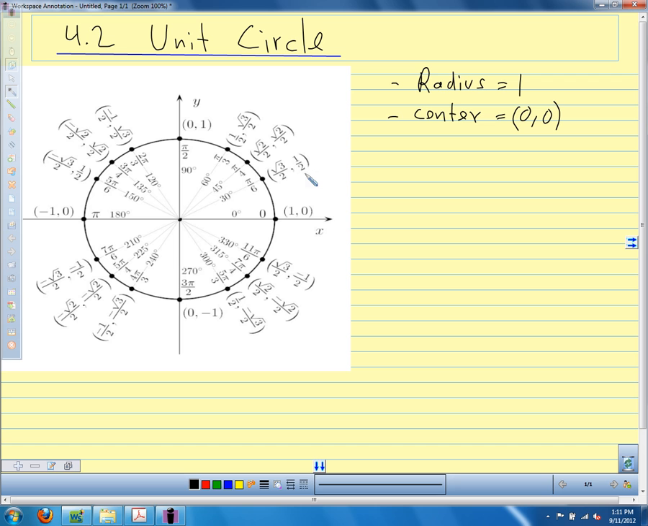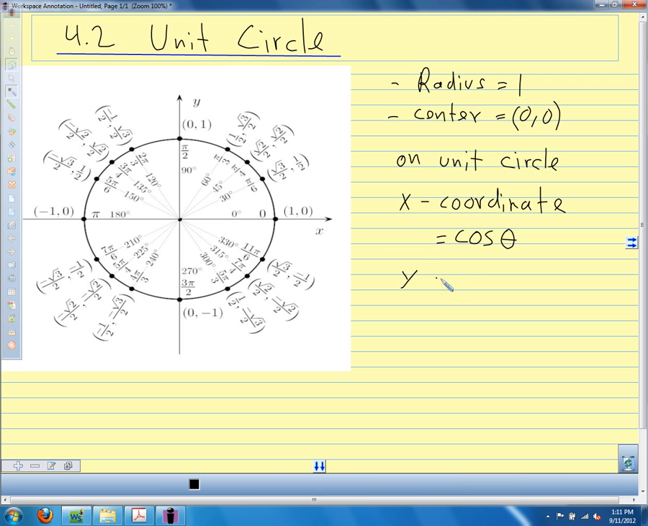And since the radius is 1, the hypotenuse of our special right triangles is 1, we can say that the x-coordinate on the unit circle is the cosine of the angle, and the y-coordinate is the sine of the angle.